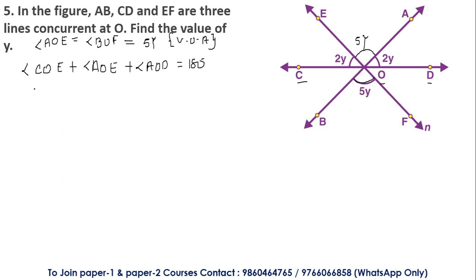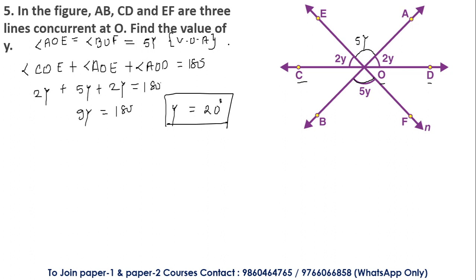So we know the value of AOE as well as COE and AOD. The value of COE given in the figure is 2y, plus AOE is 5y, plus 2y. This will give me 180 degrees. So 9y is equal to 180 degrees, then the value of y will be equal to 180 divided by 9, that is equal to 20 degrees. So from this we can find the value of y.